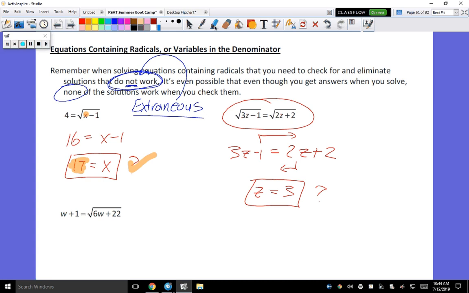So if I put 3 here, I get square root of what? 8. If I put 3 here, what do I get? Square root of 8. Does this work? Yes, it does. When there's only like one solution, isn't it always right? No. Well, it depends on more of the problem.